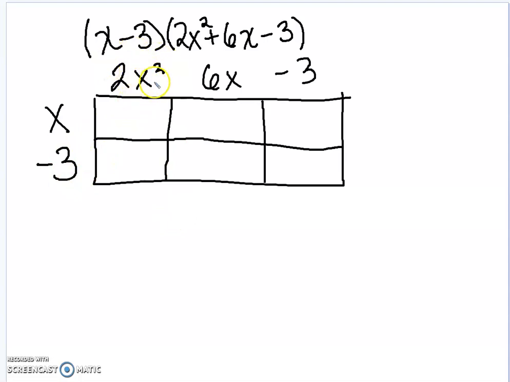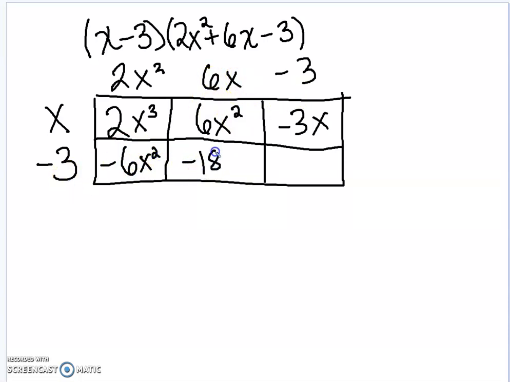So we'll multiply 2x squared by x. So that's going to leave us with 2x cubed because now there's 2 x's and another x, so 3 x's in total. 6x times x would give us 6x squared because we have 2 x's. And then negative 3 times x gives us negative 3x. Next up, 2x squared times negative 3 gives us negative 6x squared. 6x times negative 3 gives us negative 18x. And negative 3 times negative 3 gives me positive 9.